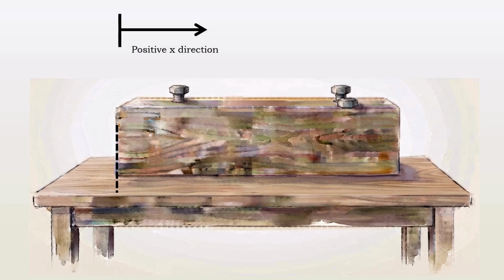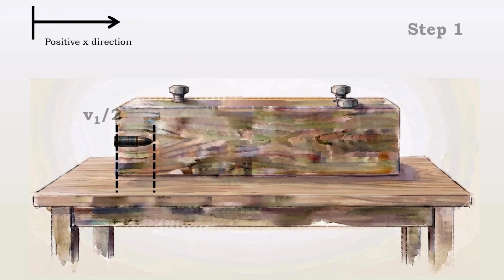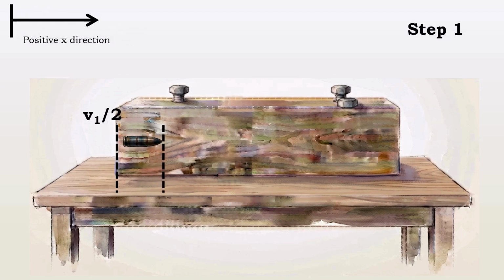Now, we'll divide this problem into 2 simple steps. The first step is from the instant the bullet enters the wooden block until its velocity becomes half of its initial value. The second step is from that point until the bullet finally comes to rest.